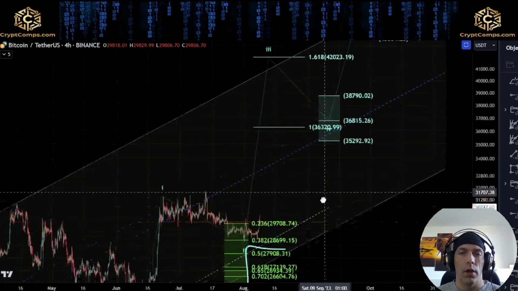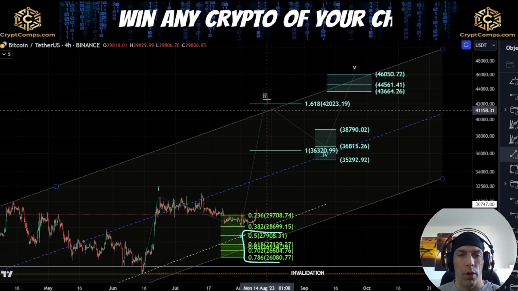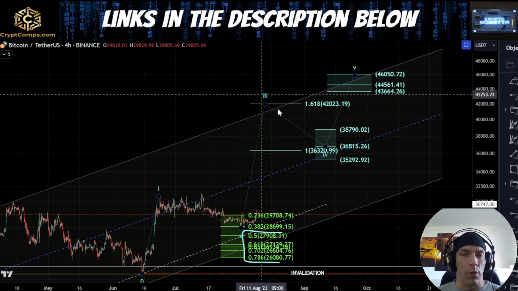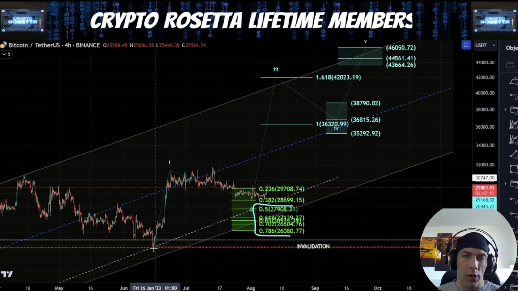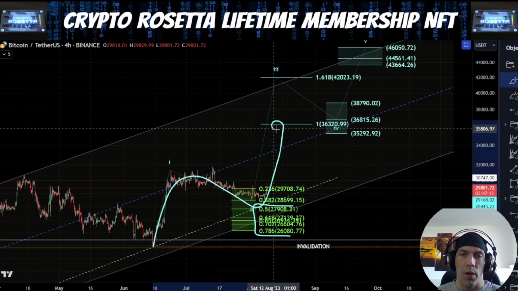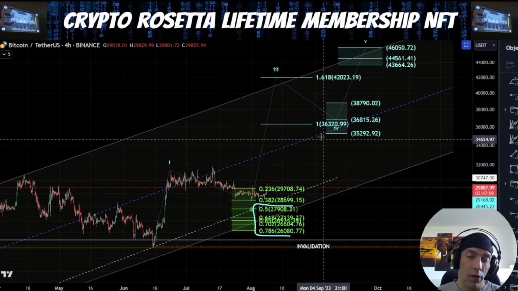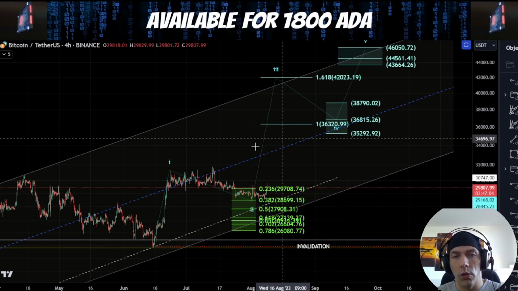Now, if we are looking at this idea of this being a third wave, what we want to see is a nice strong 5-wave structure looking to push us up towards this 42,023 level. Until we actually see something like this, we need to still be cautious of the potential here that we could just see a 3-wave move up here towards this 1-to-1 level of this 36,320. Though it is not my primary expectation to see something like that, we need to still just be on the lookout for it.